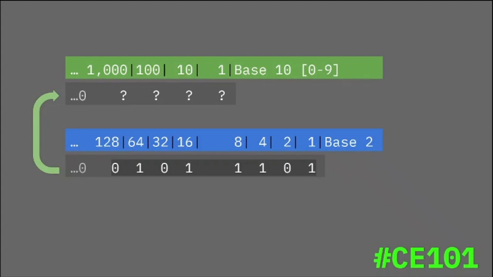Following the process we used before, pause the video and see if you can figure out what number this binary number is equal to. All right, if you said 93, you got it.